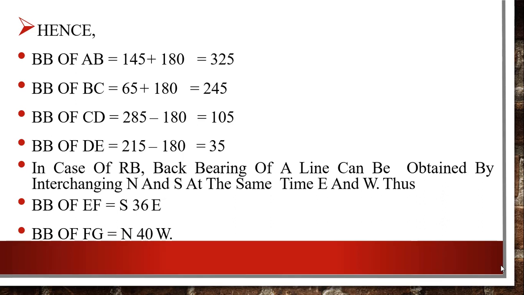Okay, then in case of the reduced bearing, the back bearing of a line can be obtained by simply interchanging north with south and at the same time east with west. So the back bearing of EF is simply obtained as south 36 degree east. Only you have to interchange the quadrants, right? Now the back bearing of FG is obtained as north 40 degree west. So it is as simple as that. Only you have to interchange the quadrant. Instead of north, you have to use south. Instead of east, you have to use west, and you will get the back bearing of the line.